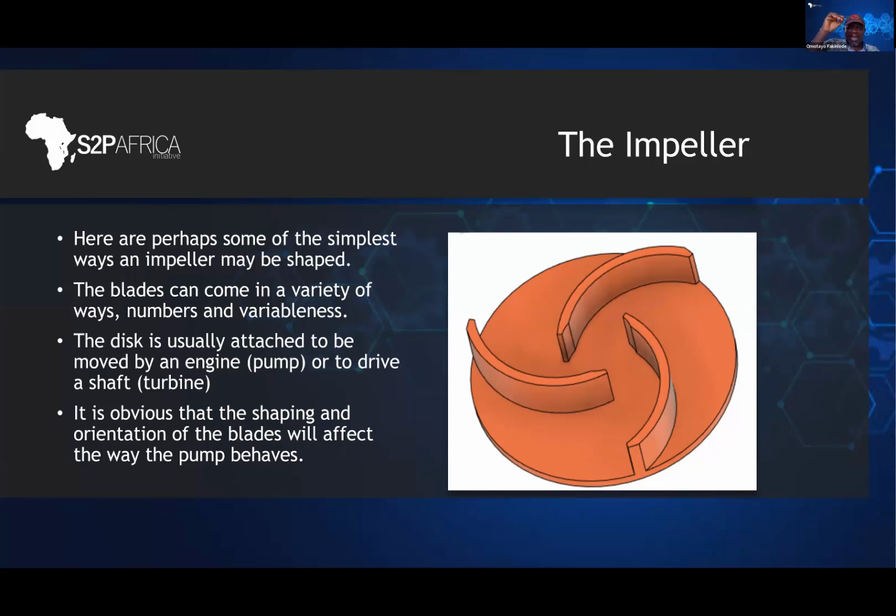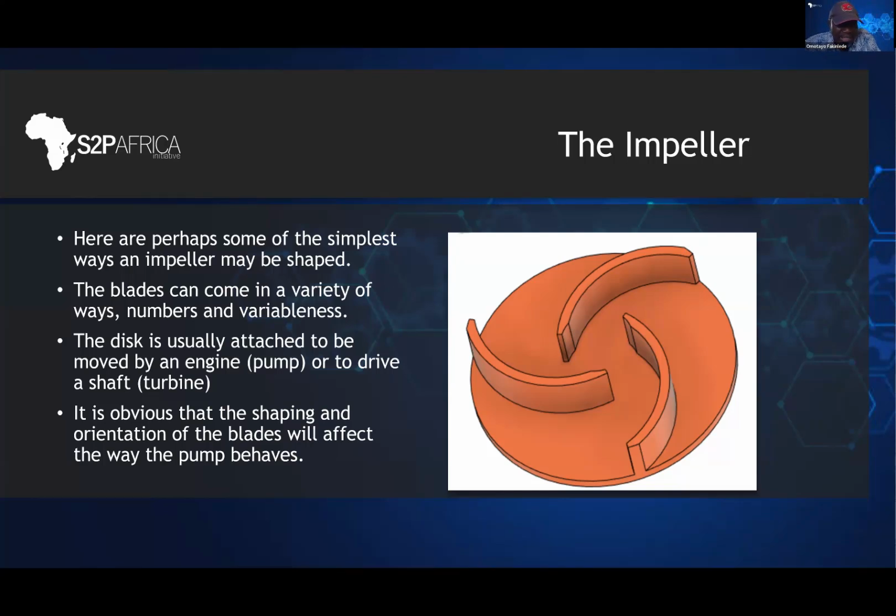The disc is usually attached to be moved by an engine or pump to drive a shaft turbine. It is obvious that the shaping and orientation of the blades will affect the way the pump behaves. So engineers are always concerned with how they shape the blades, how much fluid it can pump as a result of a particular shape, and how much power it can generate in the turbine of a particular shape. So you are trying to see how to optimize the blade shapes to give you the best results. Those are the kinds of things you want to do.